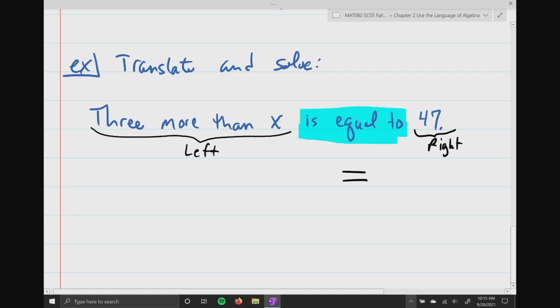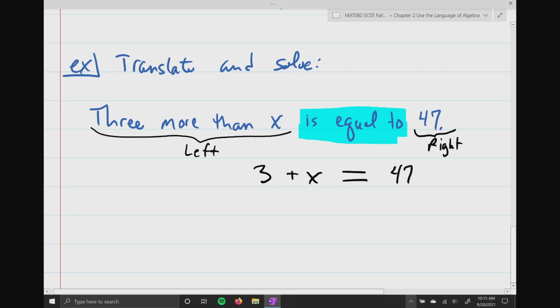So on the right-hand side, 47. That's the easy one. The left side is a little bit more complex. 3 more than x. Well, what math operation am I talking about here? Add, subtract, multiply, or divide? Add, and what am I adding? 3, add the x. Perfect, Asma.